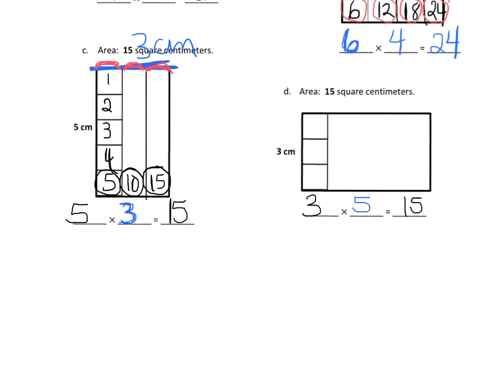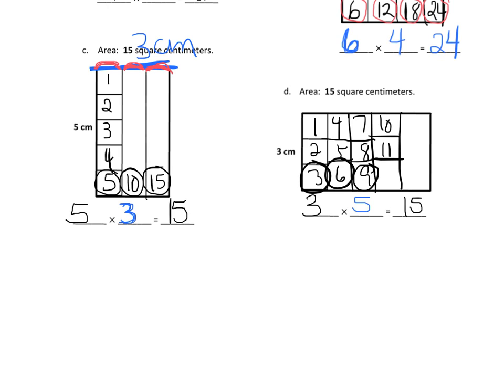We could count. We could go 1, 2, 3, 4, 5, 6, and there's our skip counting. We could do 7, 8, 9, and then we could do 10, 11, 12, and then 13, 14, 15. And so we can see our missing length going across is 5 centimeters.